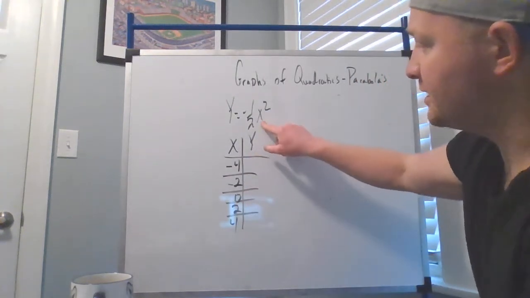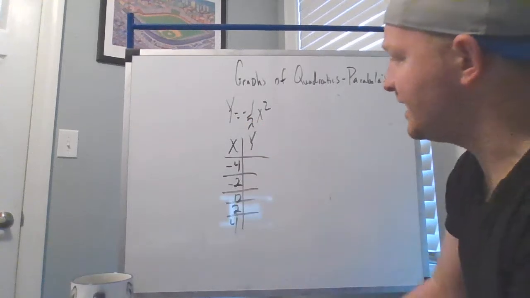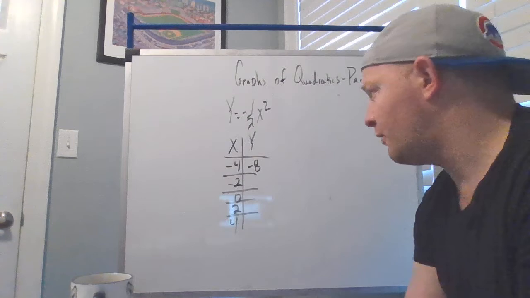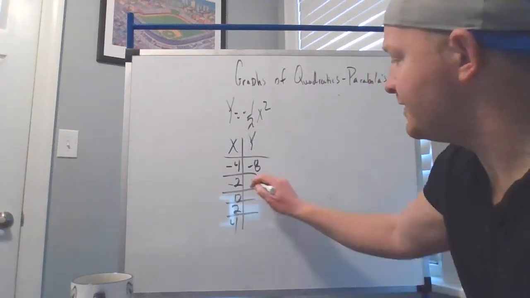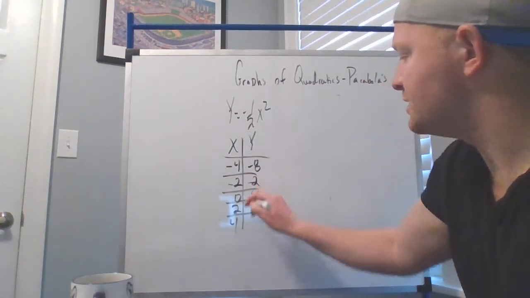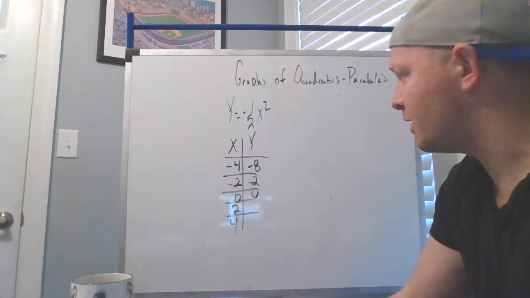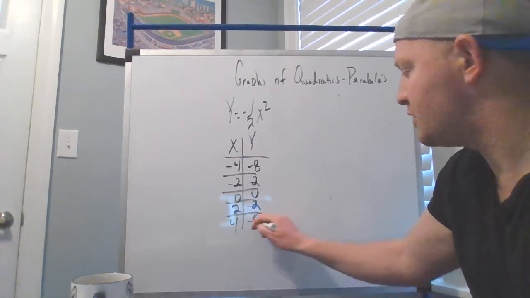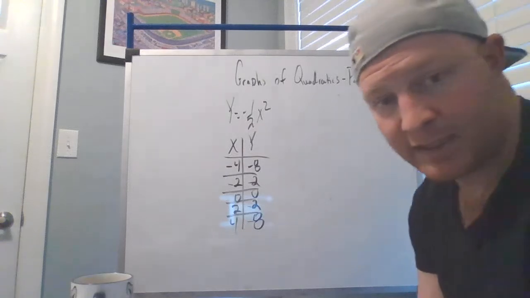Negative 4 squared is 16. 16 times negative half is negative 8. Negative 2 squared is 4. 4 times negative half is negative 2. X is 0. Y is 0. 2 squared is 4. And we see how this is symmetrical on our point testing table.